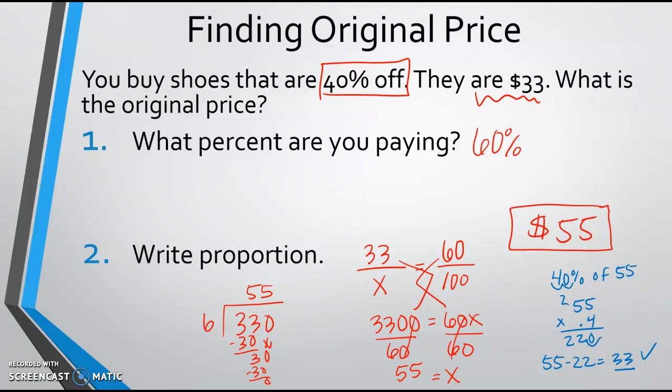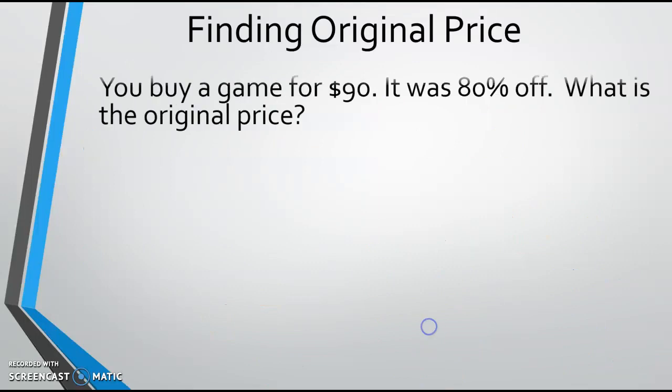So we've got another finding original price problem. Here it says you buy a game for $90. So $90 was how much you paid. It was 80% off. What is the original price?